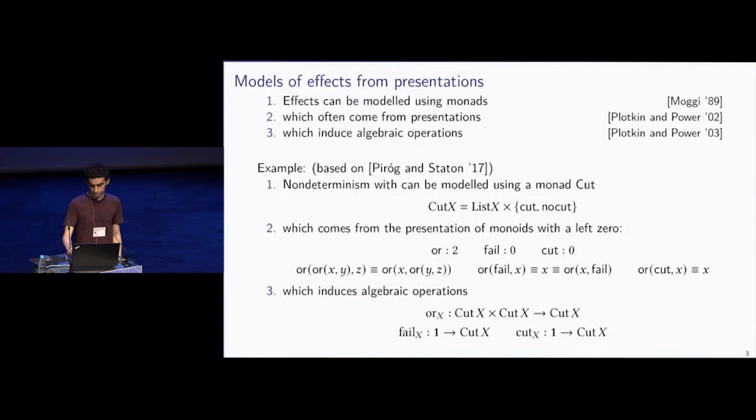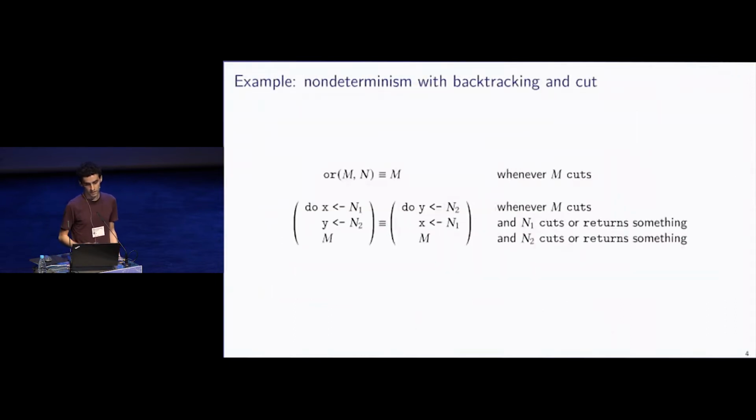Okay, so now let me go back to these equations. If we model effects just using a monad and some algebraic operations, this doesn't really give us a good way of proving that these equations hold. The reason is that these equations have some side conditions that say only consider computations that satisfy a certain property. So only computations that cut, for example. And there's no really good way of expressing these side conditions using this previous story about ordinary monads and algebraic operations.